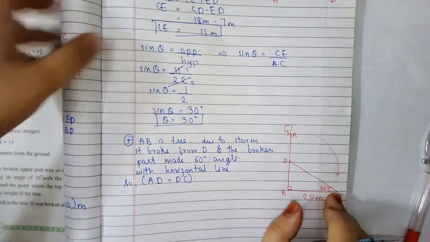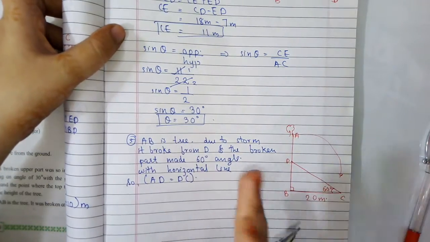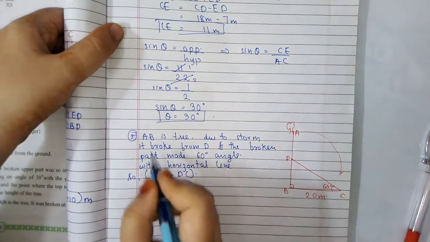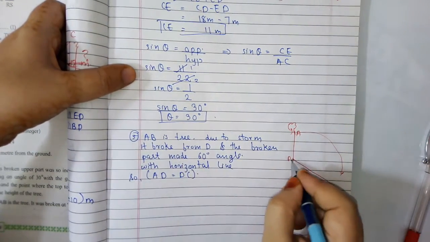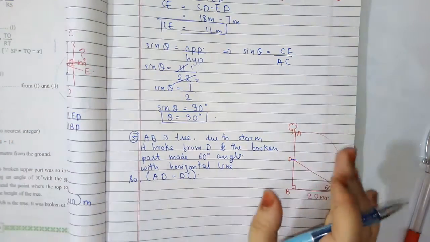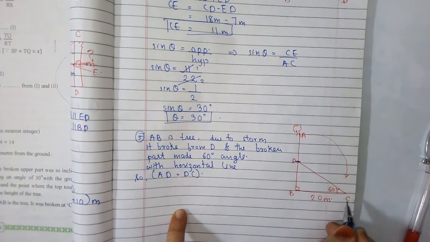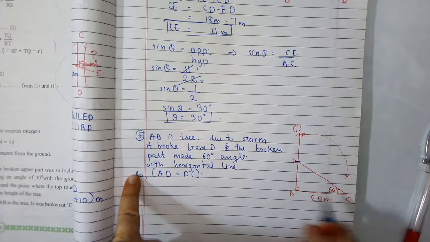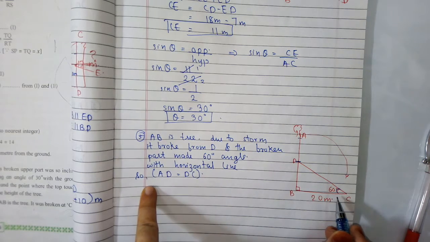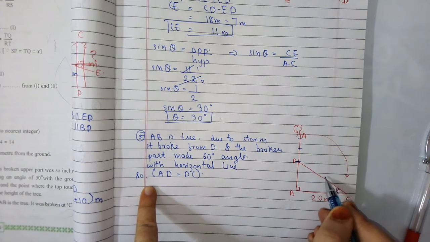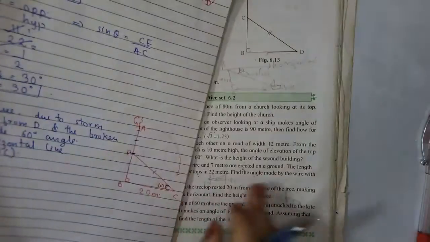Here I have made a diagram of question number 5, and written the given information. In this diagram AB is the height of the tree, and due to the storm it broke from point D. The tree top, that is AD, is broken and falls here. The broken part made an angle of 60 degree with the horizontal line, and AD is equal to CD, because this is the broken part of the tree top only. Now let's solve it, and we have to find the height of the tree.